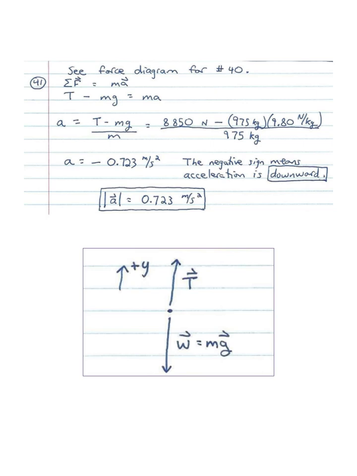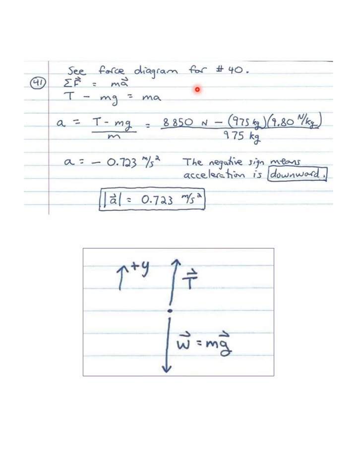Number 41. Same setup as the previous problem. Now it says the tension in the cable is 8.85 kilonewtons. What are the magnitude and direction of the elevator's acceleration? So I wrote, see the force diagram for the previous problem. There it is at the bottom of the screen.